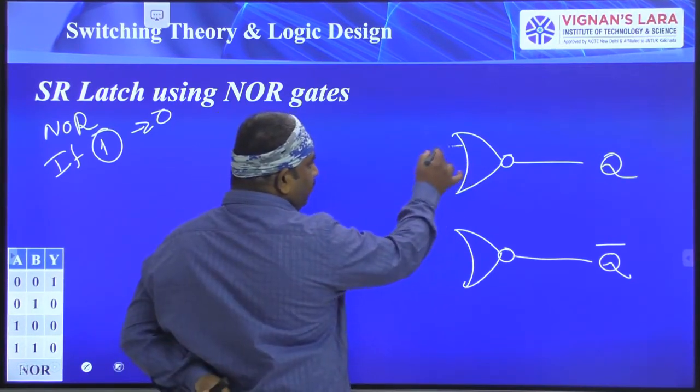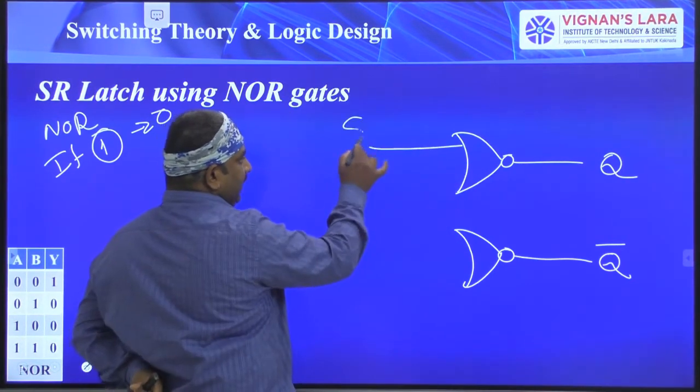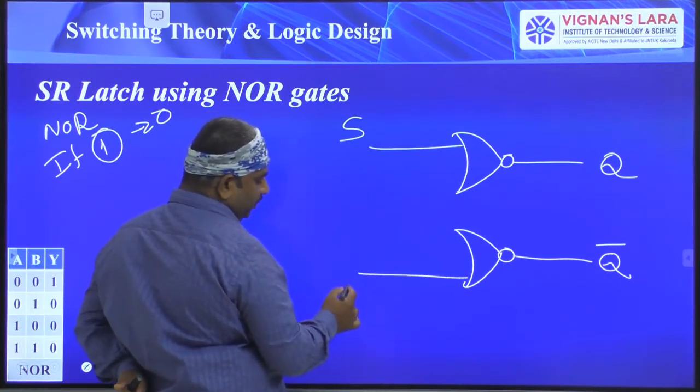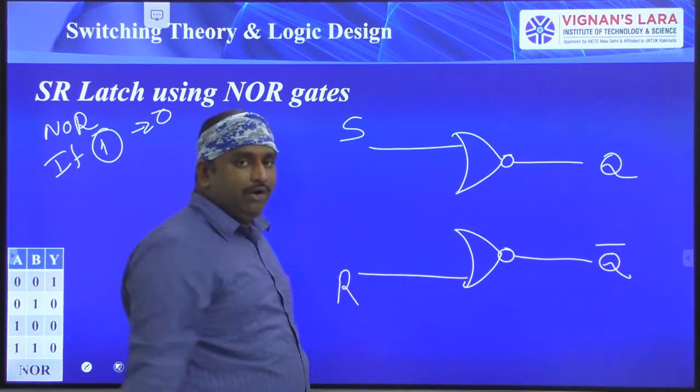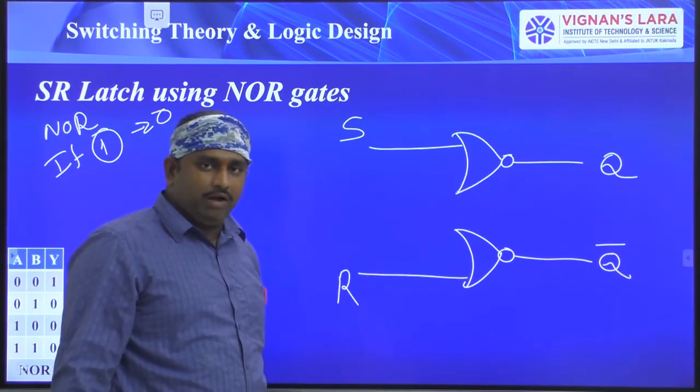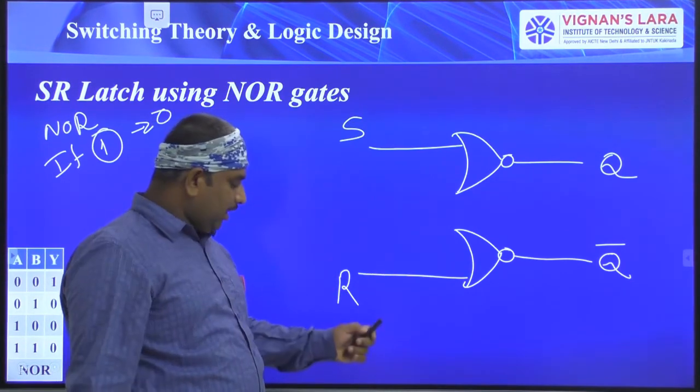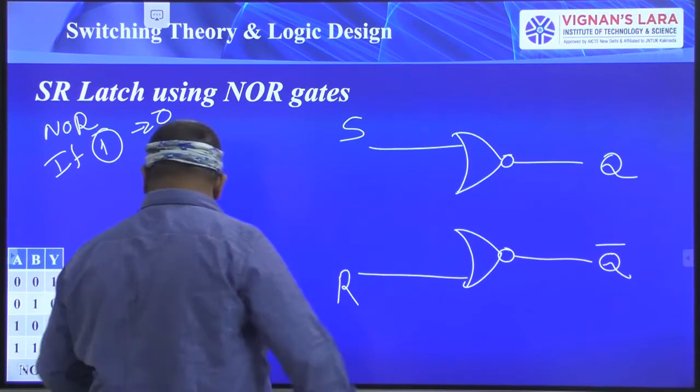And one input of the first NOR gate is S, and one input of the other NOR gate is R. I have taken S and R. So see here.